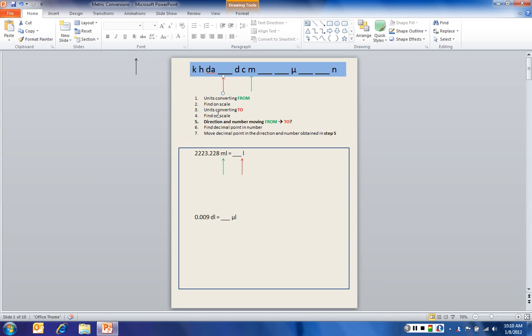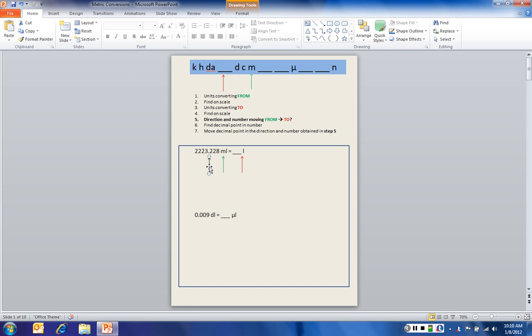Number 5, the direction that I moved from the green to the red arrow, and how many did I move? How many units did I move? I moved to the left, 1, 2, 3. I need to remember that, 3 left. I go find the decimal point in my original number, it's right there. And I move that decimal point the same direction and the number of units that I found in step 5. 3 to the left. So I come up here and I get rid of my decimal point there, and I move it 3 to the left. 1, 2, 3. I put my decimal point, and that's my answer.